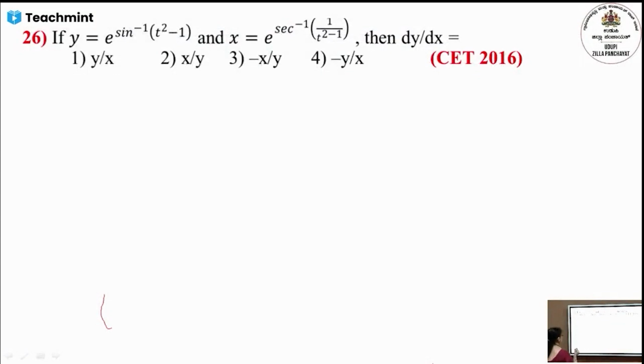Okay, let's go for question number 26. E power sin inverse, E power secant inverse. Again here, Y is something, X is something. So what did I say? If there is a parametric form, see if you can remove T from both the equations so that you will get the answer easily. So Y is, no, this is not Y, this is X.